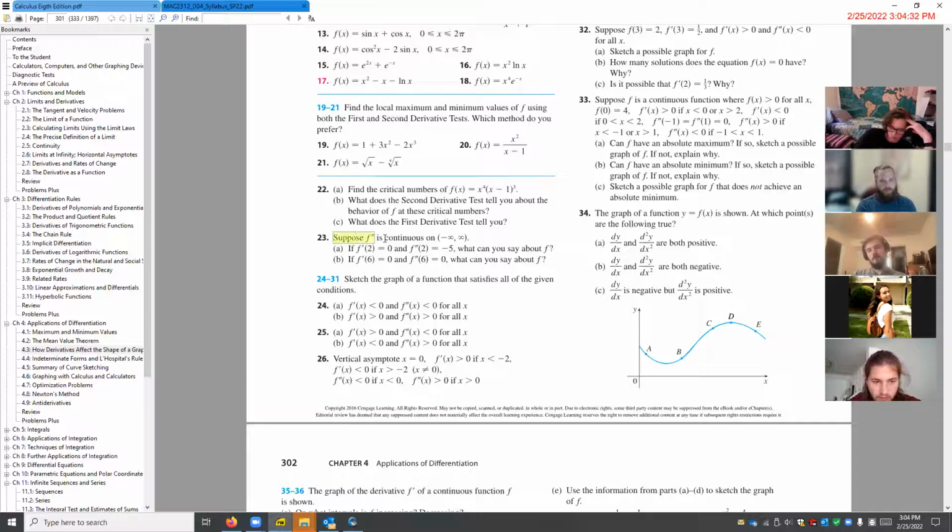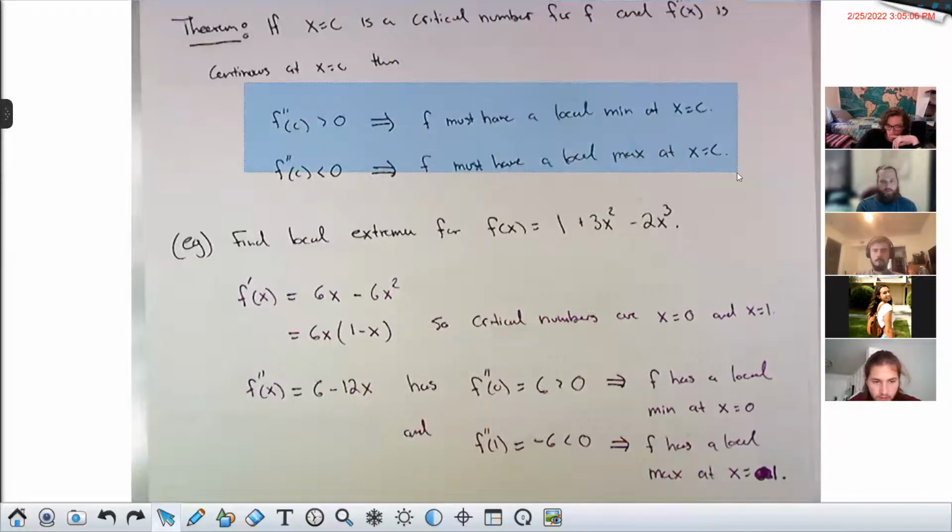Or things like this. Suppose f double prime is continuous everywhere. If f prime of 2 is 0 and f double prime of 2 is negative 5, what can you say about f? Well, since f prime of 2 is 0, you know you have a horizontal tangent line at 2. Since f double prime of 2 is negative, you know you're concave down at 2. So if you have a horizontal tangent line and concave down, that's a local max. Or here, if f prime of 6 is 0 and f double prime of 6 is 0, ooh, that doesn't live in this, does it?